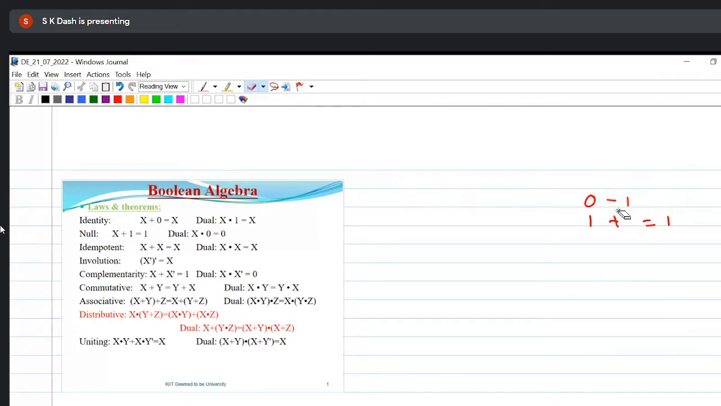A plus B is equal to B plus A. So in our domain, what do you mean by this? A plus B means what? This is nothing but an OR gate.